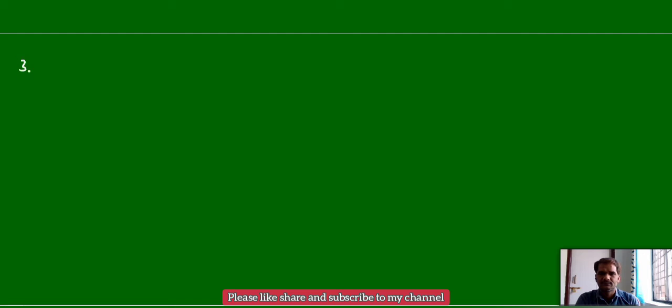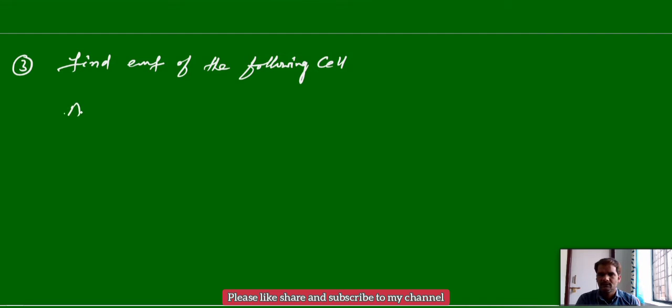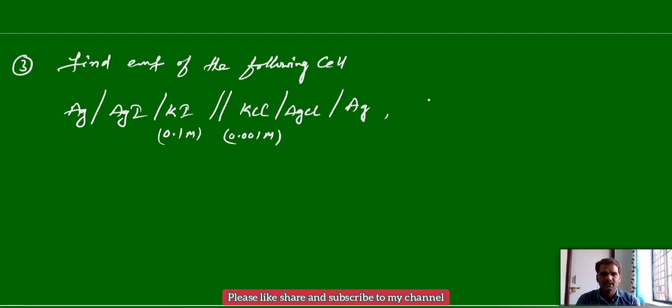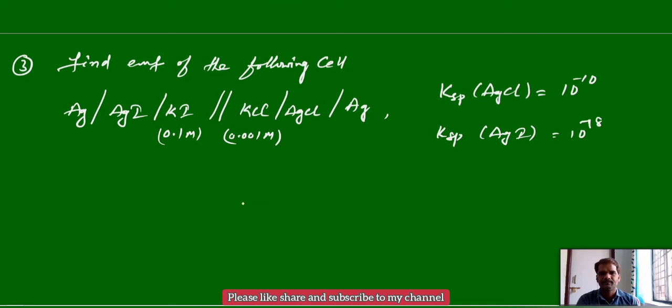See one more question. Find cell EMF. EMF of the following cell. So this is a cell, and here is given KSP of AgCl is 10 power minus 10, and KSP of AgI, silver iodide, is 10 power minus 18. This is a question.